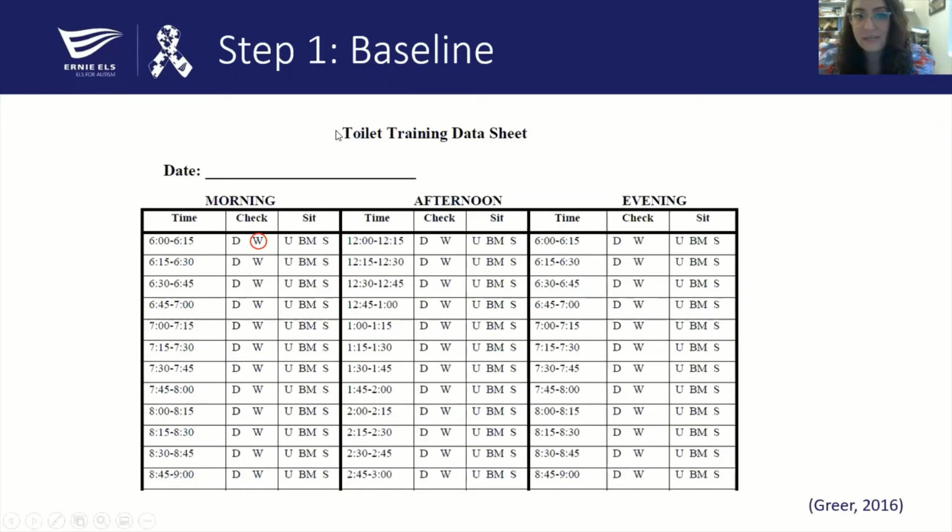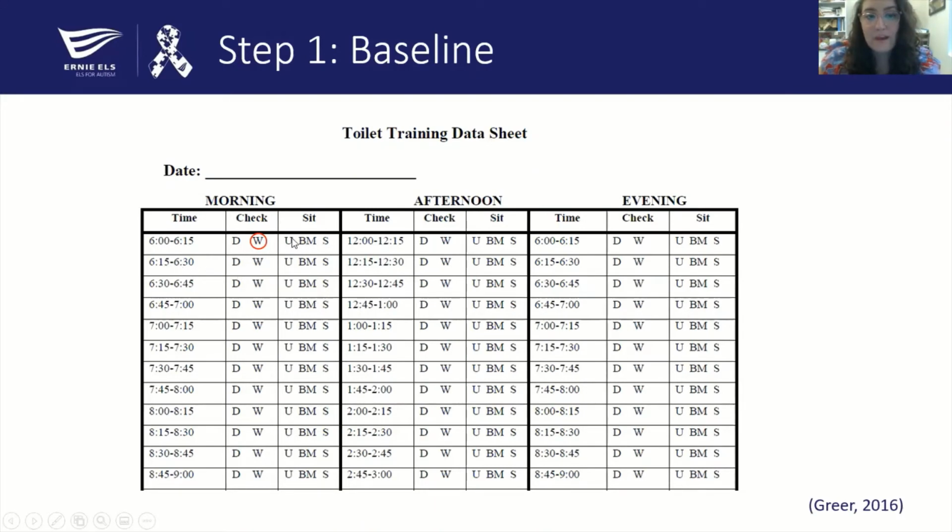So here is an example of a baseline toilet training data sheet. This one is broken up by 15-minute increments, but we would recommend, again, every 30 minutes or so, unless your child is having accidents faster than that, then we would bump it down to 15 minutes, and we're going to talk about why shortly. So here you're just keeping track between 6 and 6:15, were they wet or dry? They were wet, okay. 6:15 to 6:30, were they wet or dry?